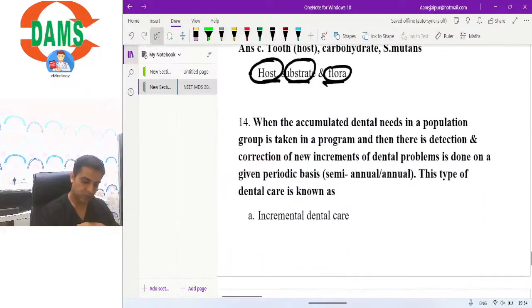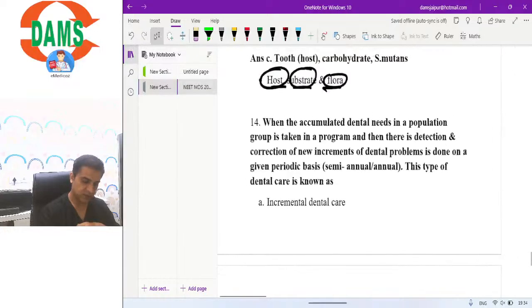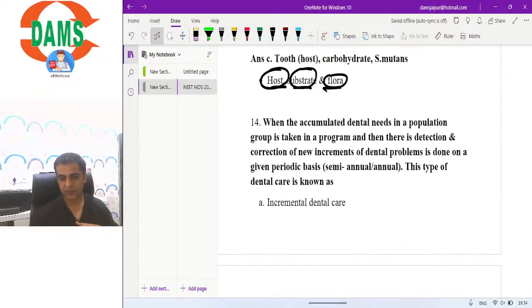And the last question which I have got is this. There are one or two still controversial. I will take a bit more time to find a clear answer. This was the last question. When the accumulated dental needs in the population group is taken in a program and then there is a detection and correction of new increments of dental problem on a given basis, this type of dental care is known as.